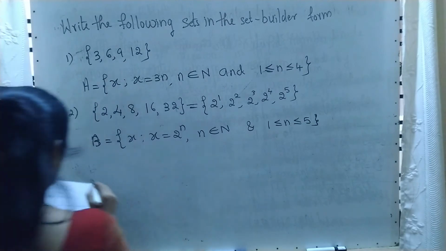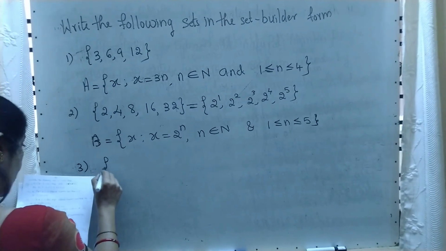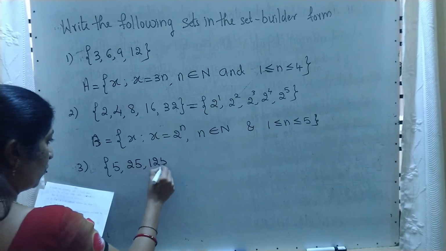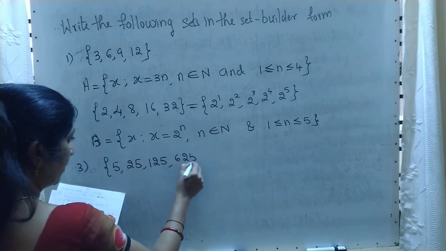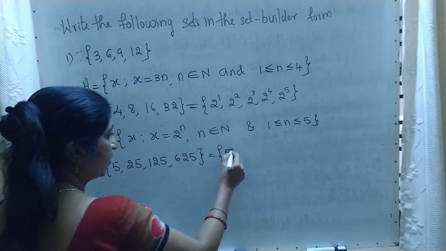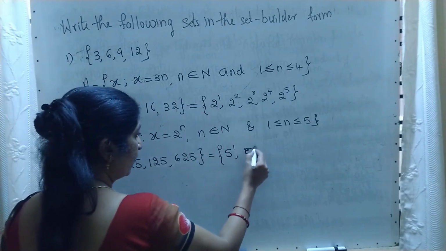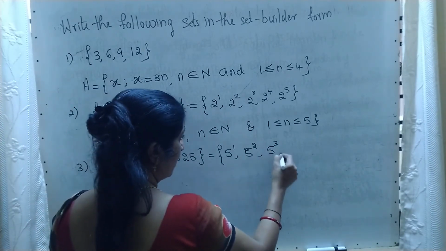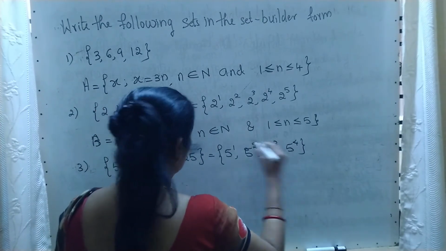Is it simple or what? Third one: 5, 25, 125, 625. This is also very simple because 5 is 5 raised to 1, 25 is 5 square, 125 is 5 cube, and 625 is 5 raised to 4.